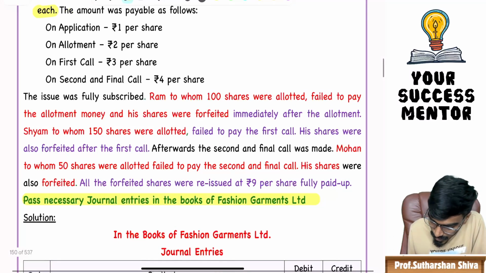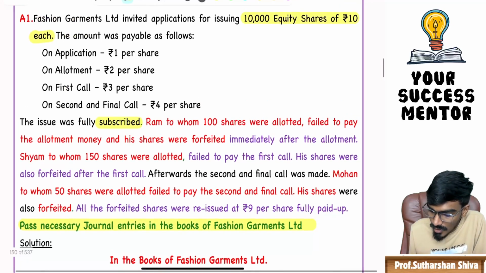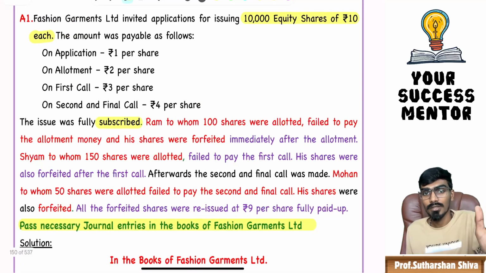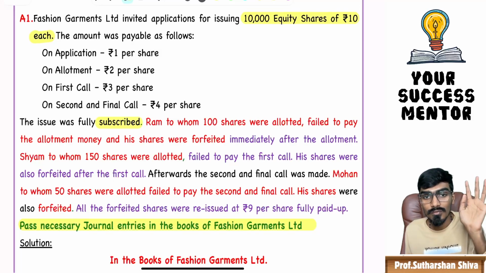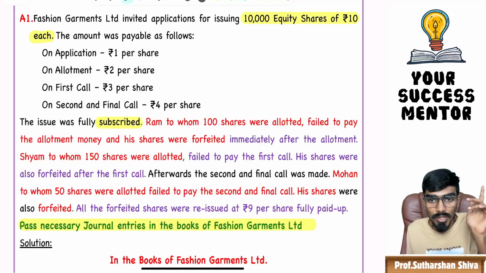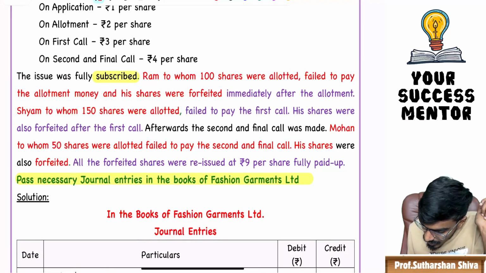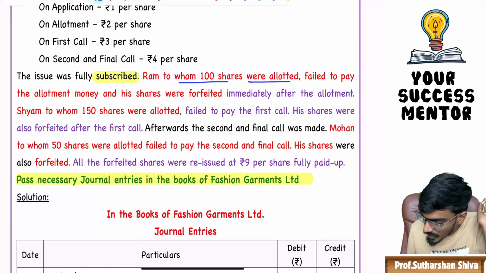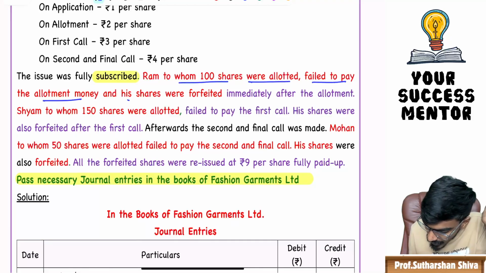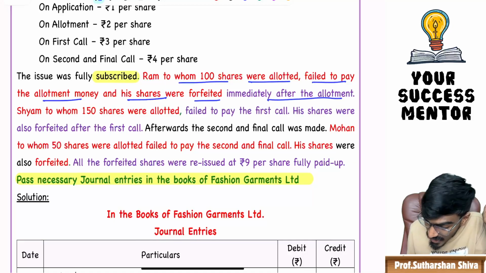Now, come to the next part. This issue was fully subscribed. Issued 10,000, subscribed 10,000, so there is no oversubscription. This question is a basic question with forfeiture, reissue, and call scenarios too. Are you able to understand? Now come to the next part. Ram, to whom 100 shares were allotted, failed to pay the allotment money and his shares were forfeited immediately after the allotment.